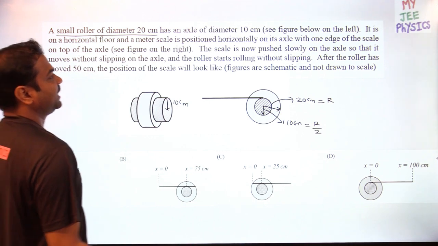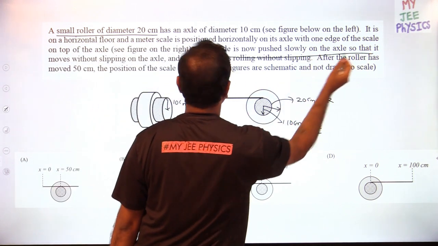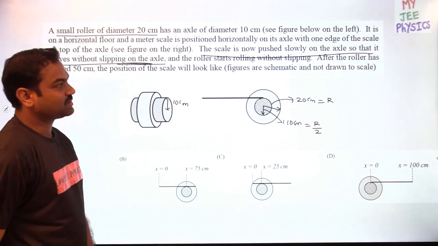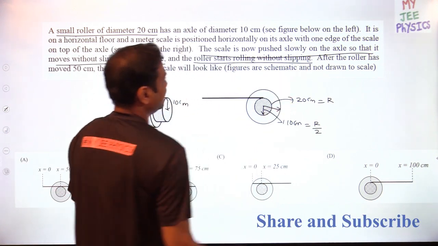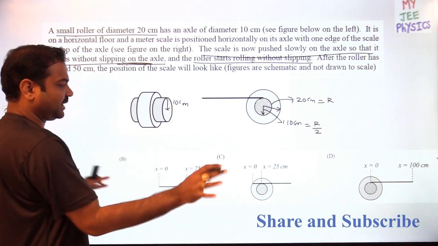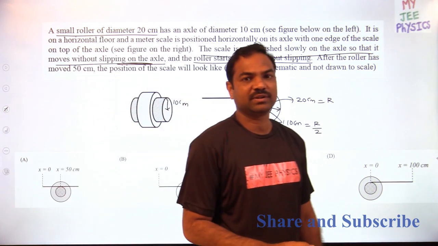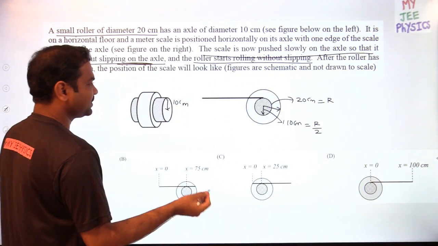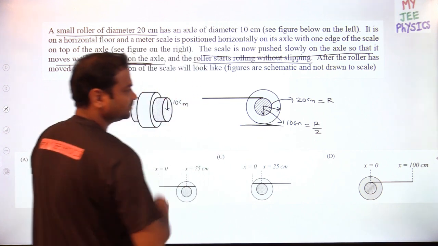The scale is now pushed slowly on the axle so that it moves without slipping on the axle. There is no slipping. The roller starts rolling, rolling without slipping also as given. So the entire question is related to rolling without slipping, so directly you can apply the formulas. Moreover, it is rolling on the ground.